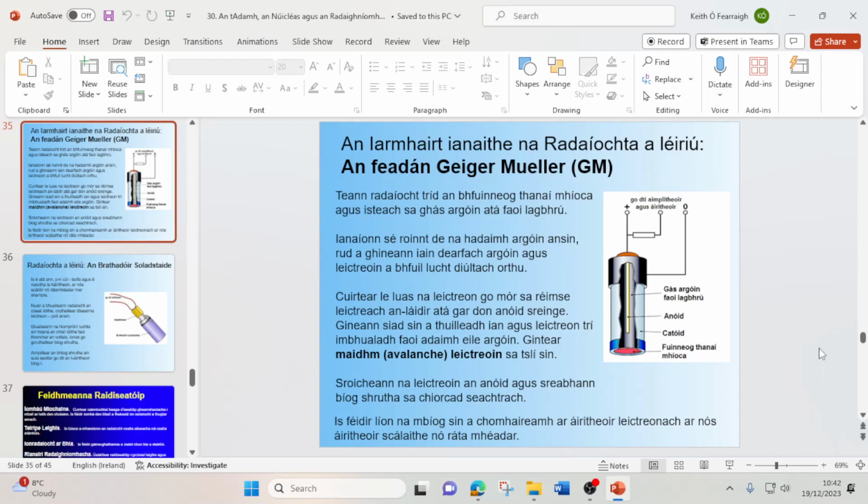A radioactive isotope has a half-life of 120 seconds. Calculate the decay constant. The formula we need is T half equals natural log of 2 over lambda. Lambda is what we're looking for.